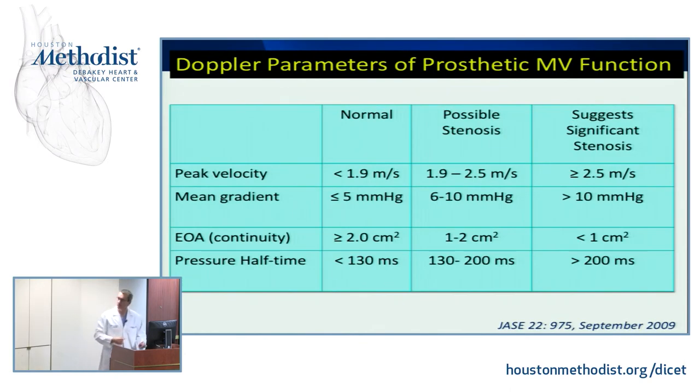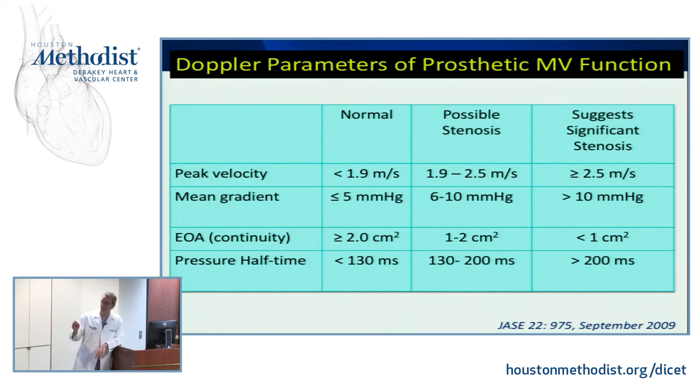So mitral valve, let's change gears a little bit. The basic numbers again: mean gradients of less than 5 in the setting of normal flow, absolutely normal. Mean gradients over 10 in the setting of normal flow, clearly those are abnormal. 6 to 10, so these are the same numbers that we use for native MS considerations. Valve area less than 1 is consistent with severe MS. Greater than 2 is normal. Pressure halftime is challenging on a prosthetic valve. If it's very prolonged, it's suggestive but not specific.